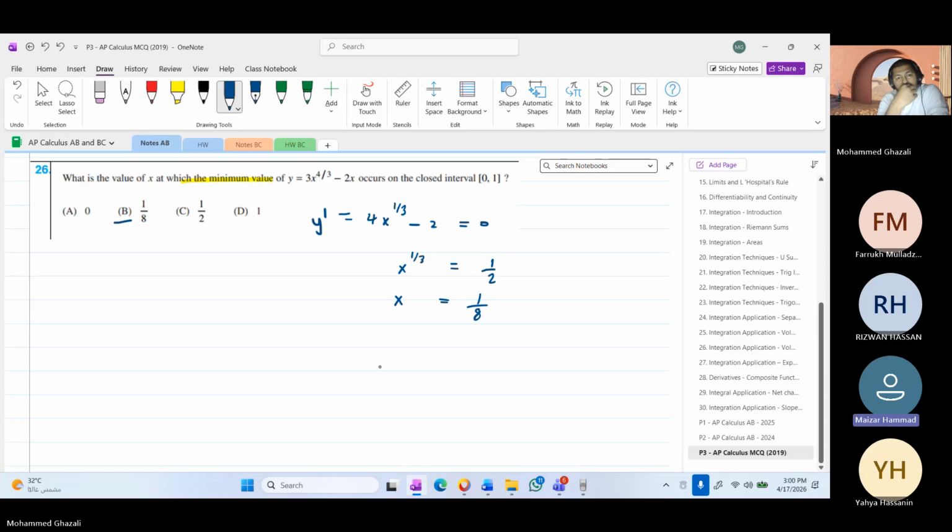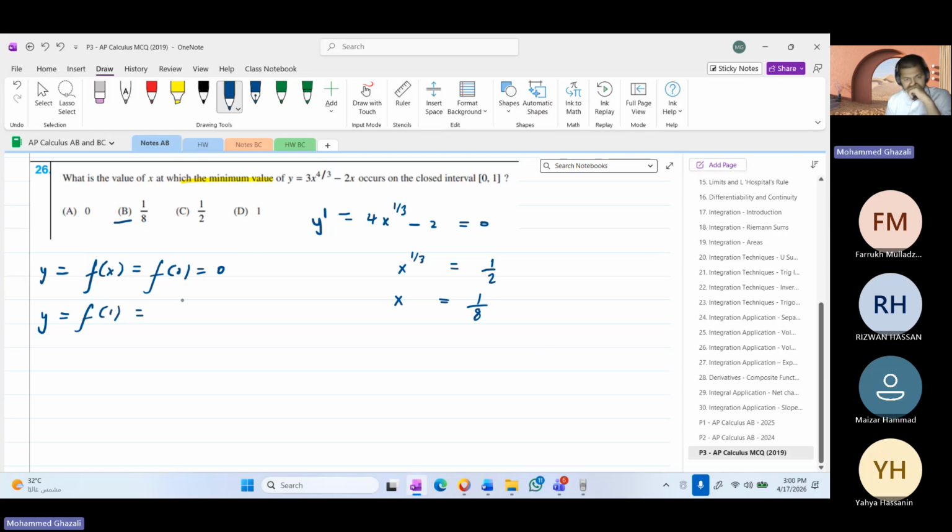So, Mister, we didn't need to use the 0 and 1, right? We didn't even use them. Let's call this function f of x, right? So y is equal to f of x. If you substitute f of 0, you'll just get 0, right? If you substitute 1, you're going to get 3 minus 2, right?